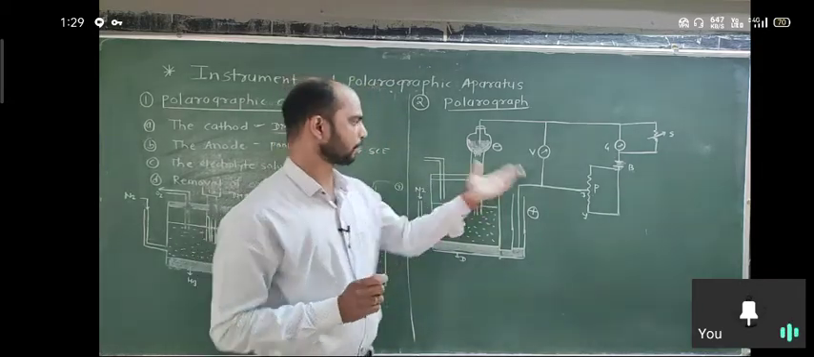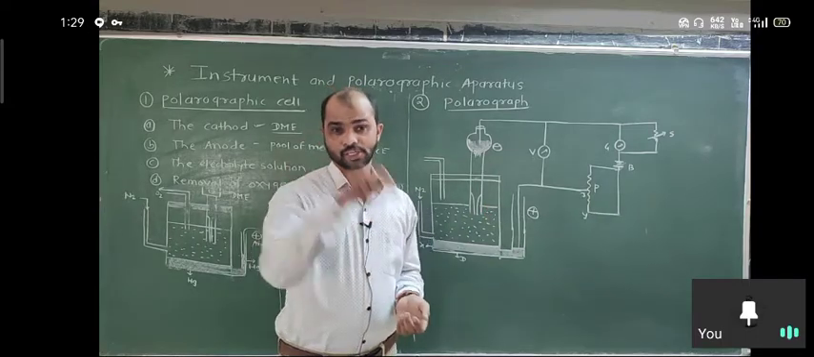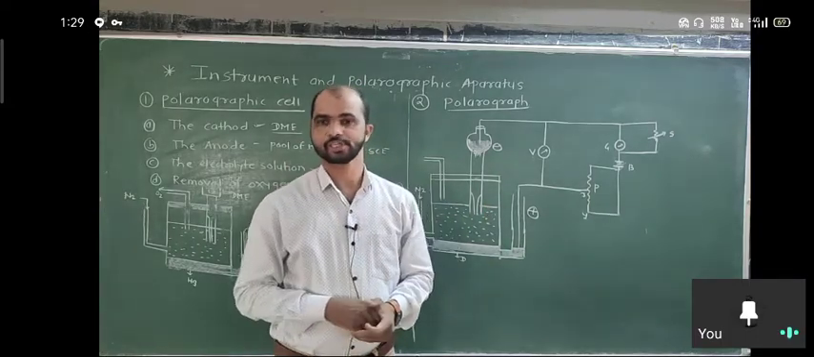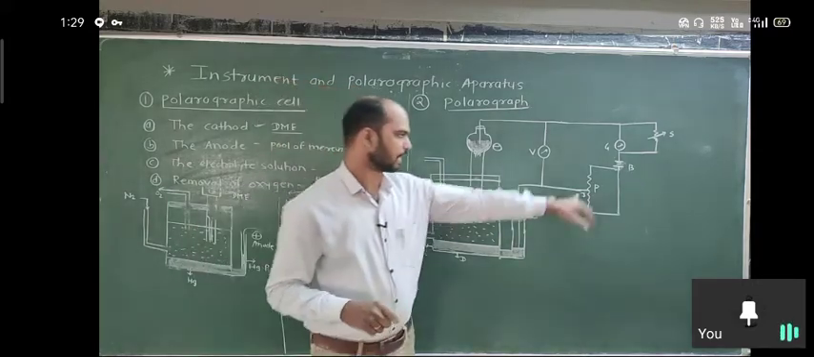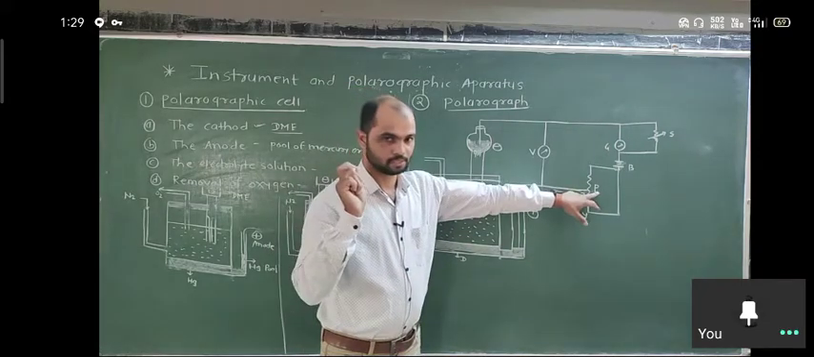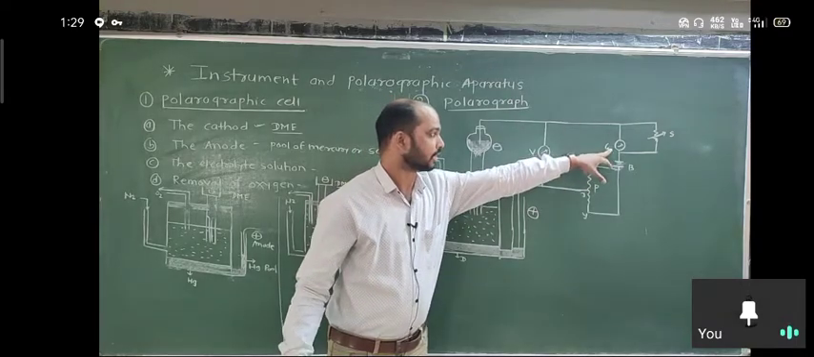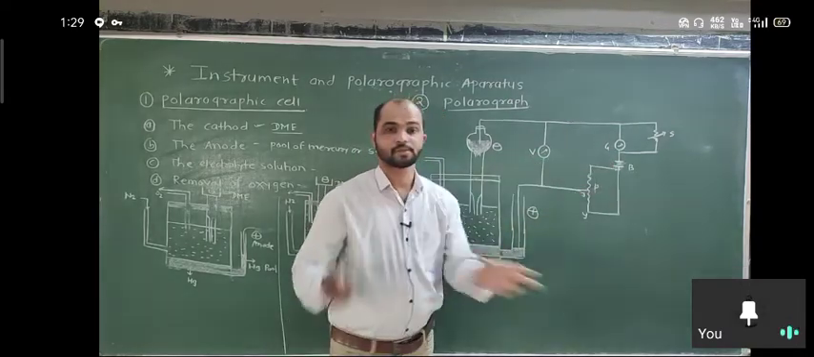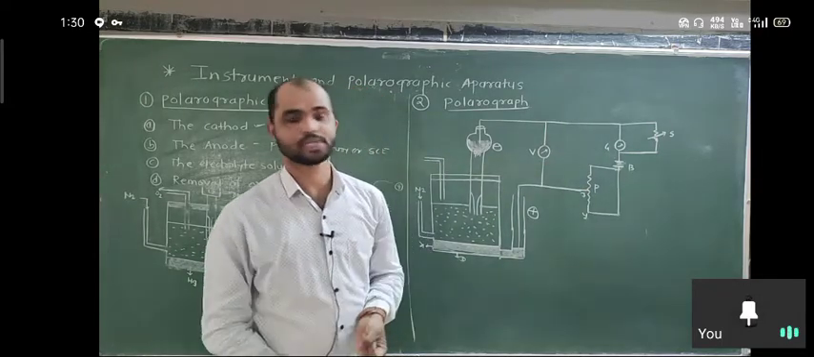And what is the importance of the potentiometer? The potentiometer applies the potential, a particular range of potential. So how much potential needs to be applied? For that we use the potentiometer. So the potential applied is measured here, and how much current is passing through that cell is measured by the galvanometer. So the galvanometer is fixed, the potentiometer is fixed.